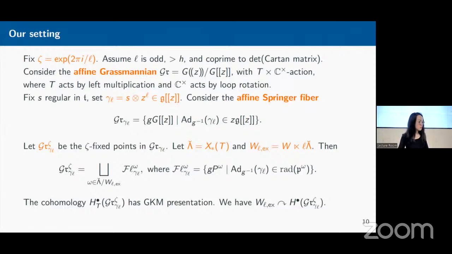Okay, so here are two pieces of important notation. I will denote by lambda check the cocharacter lattice of T, and W_l is the l-extended Weyl group. And the cohomology, again, as before, has a GKM presentation so that we can describe the equivariant cohomology. And then we have the action of this extended Weyl group on the top. Okay, so this is about the Springer fiber part.